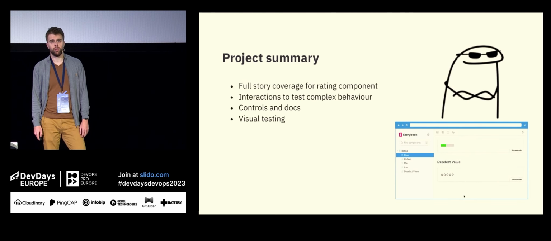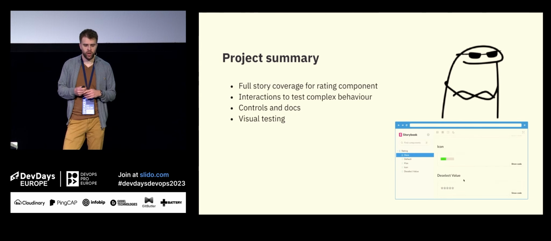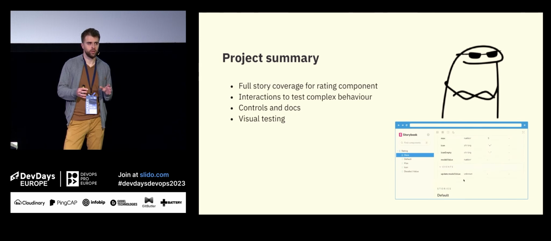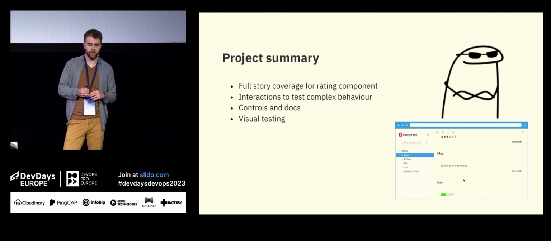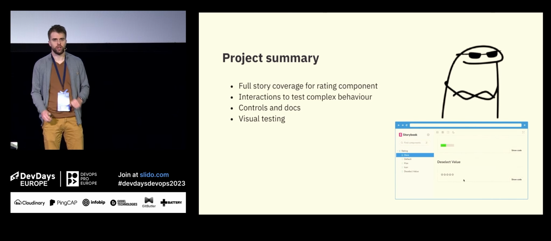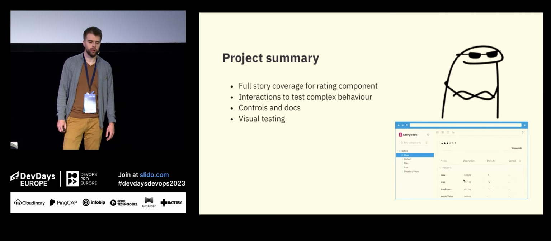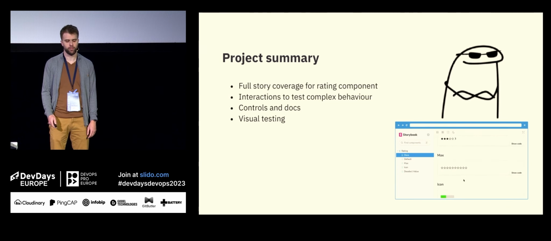So that's it with our small project. Overall what we did, we have a rating component fully developed in a story-driven way. All functionality is covered. We have interactions to test complex behavior. We have docs for this component, and we have controls, and we also added some visual testing.